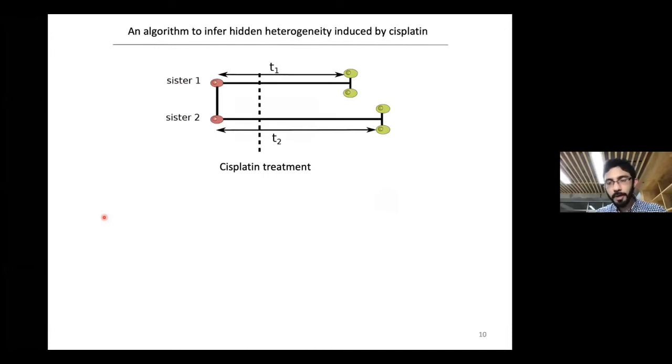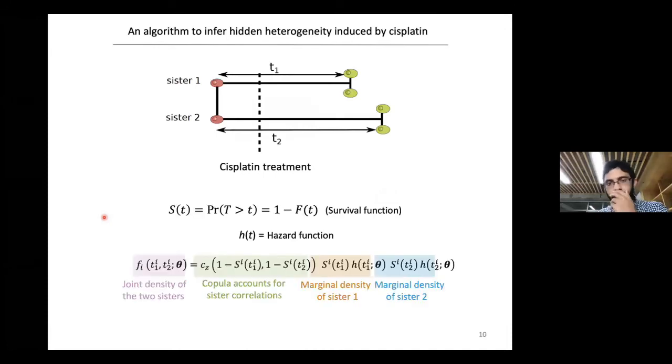So to solve this problem, I developed this Bayesian strategy, and I'll just very quickly walk you through what the strategy is. Remember that we have these very strong correlations in sister times, so that is something that also needs to be included in the inference framework. The way I went about doing this is, T1 is the time for division of, let's say, sister 1, and T2 is the time for division or death for sister 2.